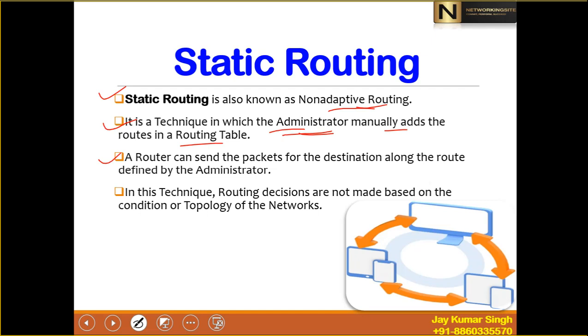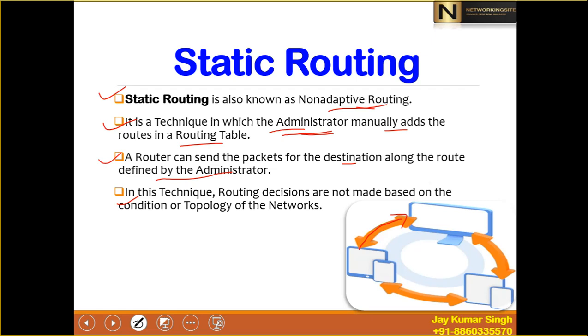A router can send the packet for the destination along the route defined by the administrator. So a router will only forward those packets which are defined by the administrator. It's not that the router will forward all the packets. Now, in this technique, routing decisions are not made based on the condition or topology of the network.